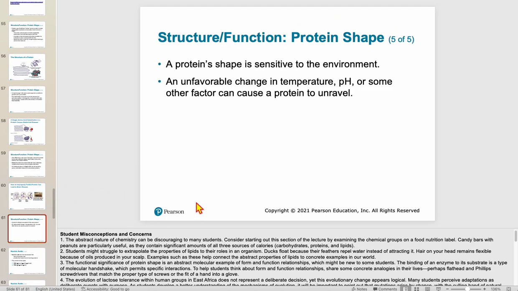Okay, next slide. So here's a protein shape, very, very sensitive to the environment. And if you remember my two examples from the past, and one I repeated today even. So when you warm up an egg on a skillet, you're adding what? Temperature to it, right? You're frying it on a skillet. So that means that temperature can affect the shape of a protein.